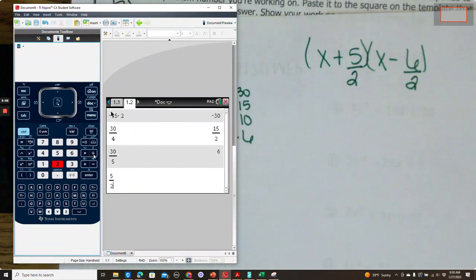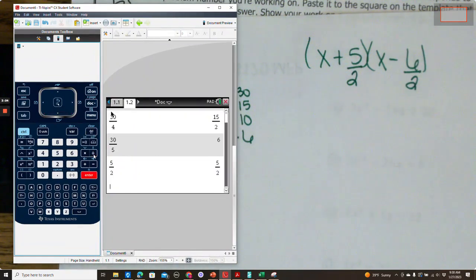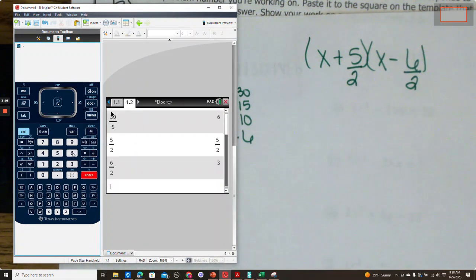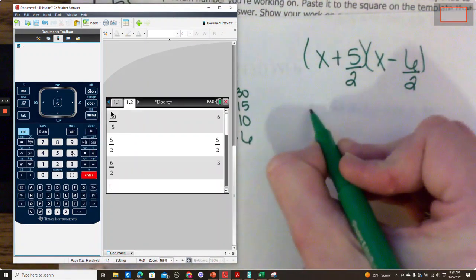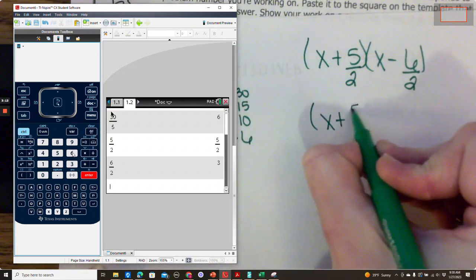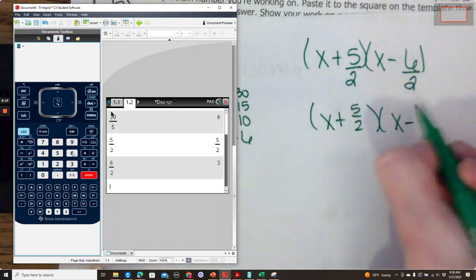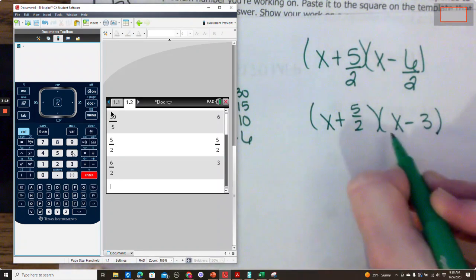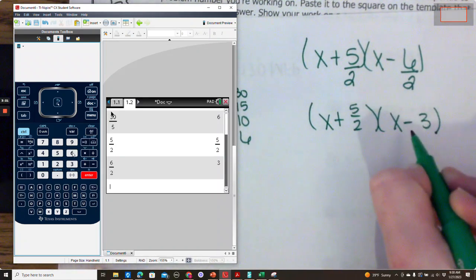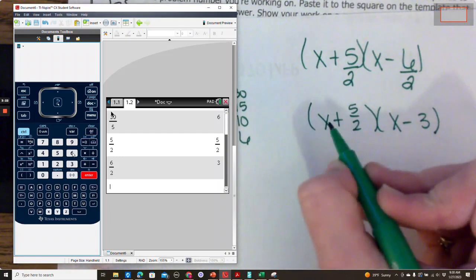So we're just going to type the fractions in. If they don't simplify, that's okay. 6 over 2 simplifies to a 3. So now I have x plus 5 over 2 and x minus 6 over 2, which simplifies to a 3. If it looks like this, I'm good. If it still has a fraction, I'm not good.